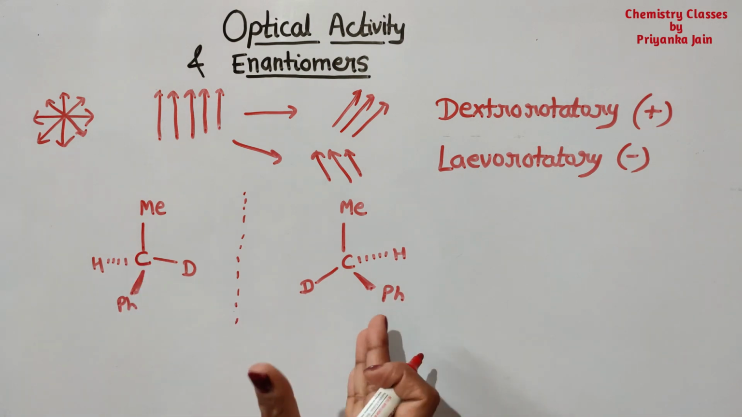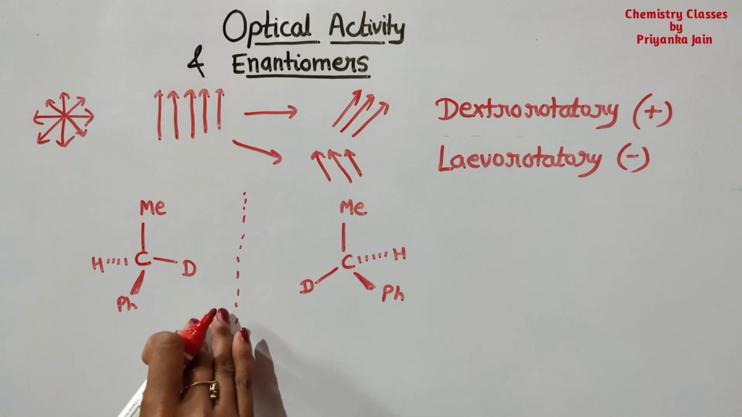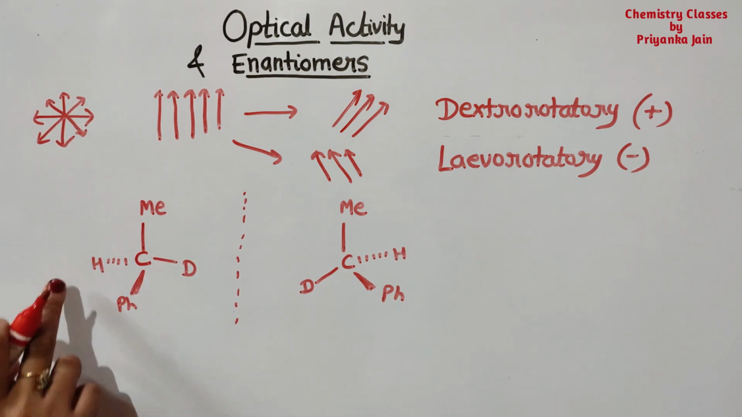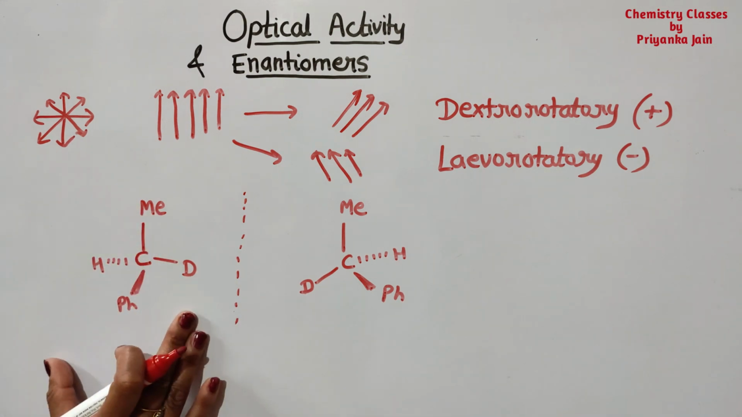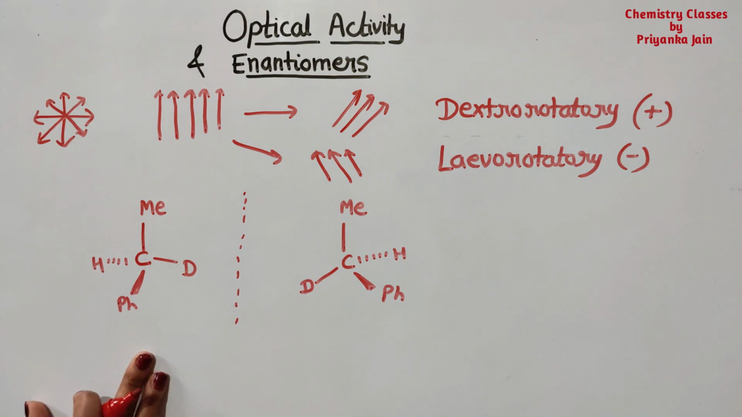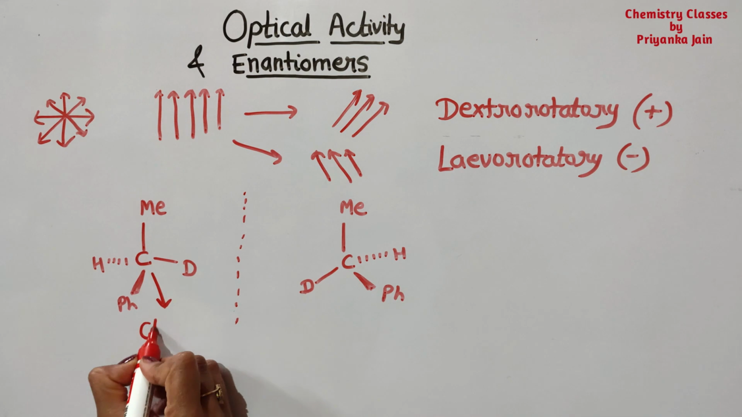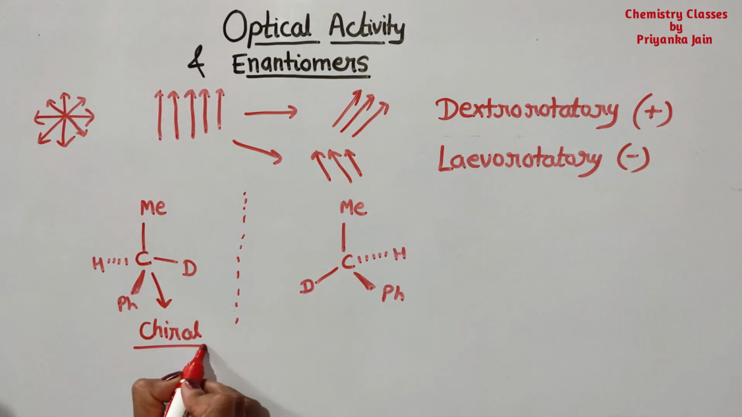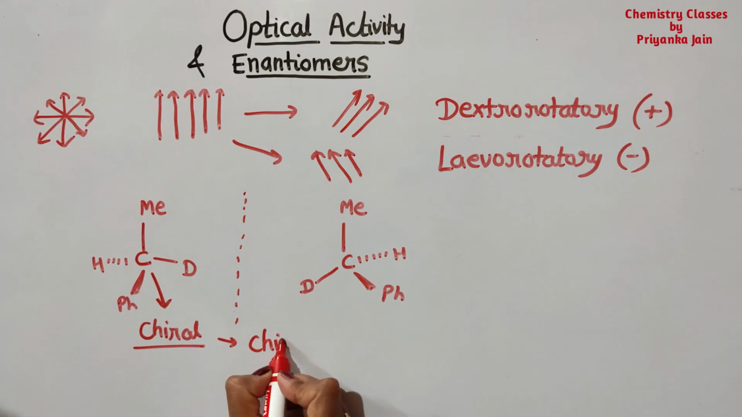Now understand what chirality is and what chiral compounds are. See here, this carbon atom is attached to four different groups, so it is asymmetrical. Such carbon atoms are known as chiral carbon atoms, and this characteristic is known as chirality.